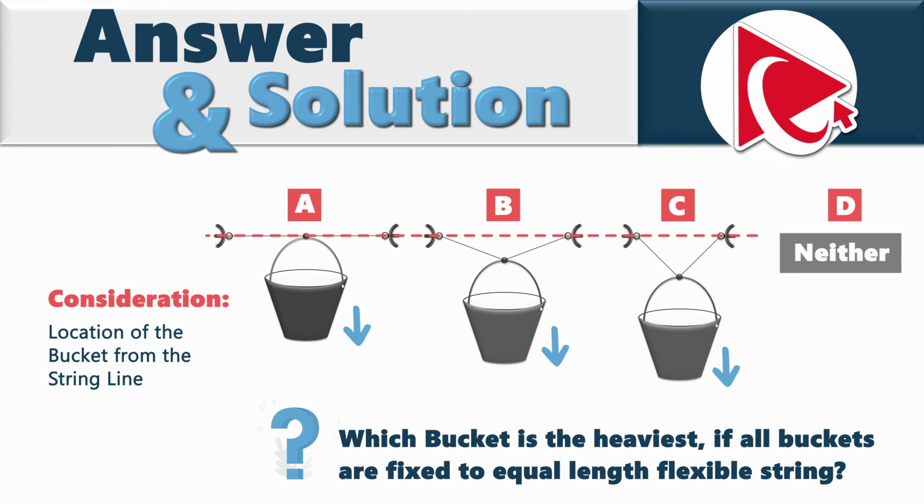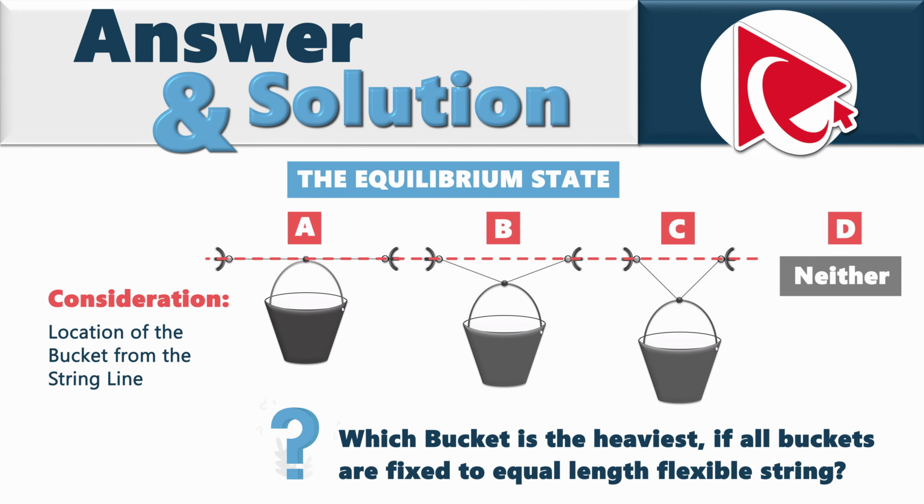What does it tell us? What we know from physics is that when multiple objects are suspended from a flexible string, they will settle into the state of equilibrium. In the state of equilibrium, the tension in the string will be equal at all points along its length. However, due to the differences in weight, the heavier bucket will exert a greater downward force on the string compared to the lighter buckets.